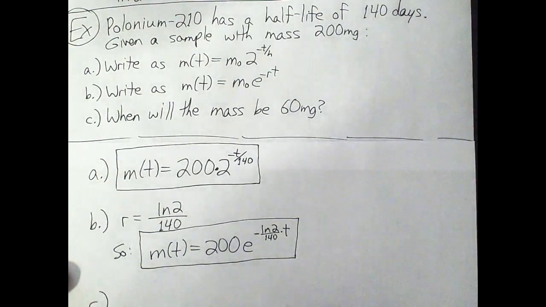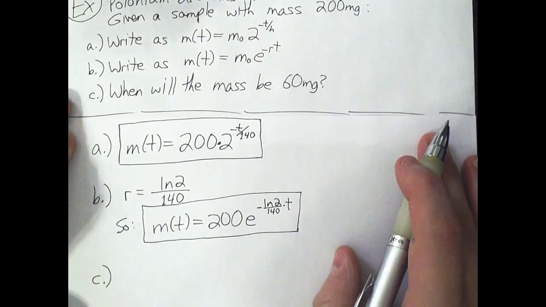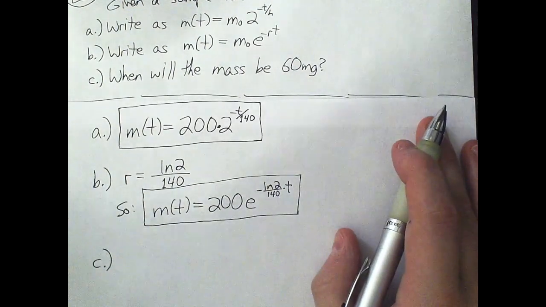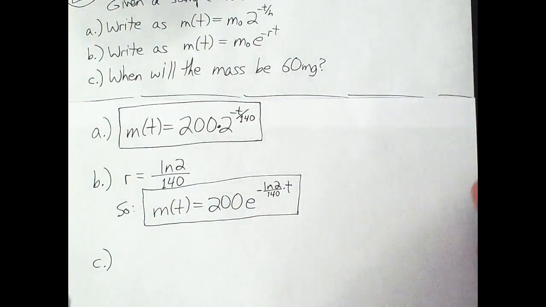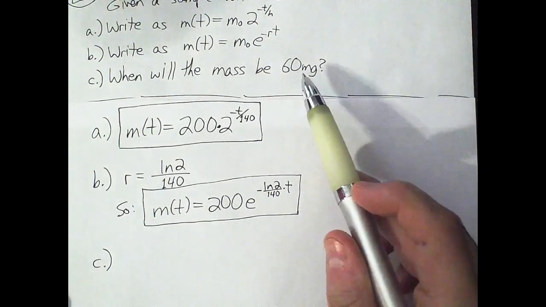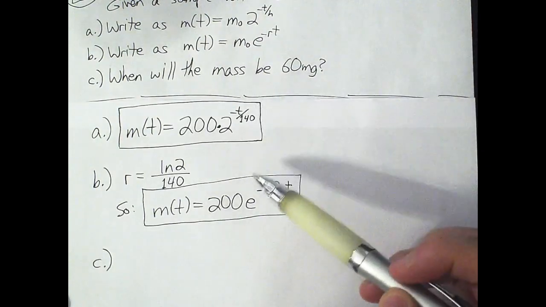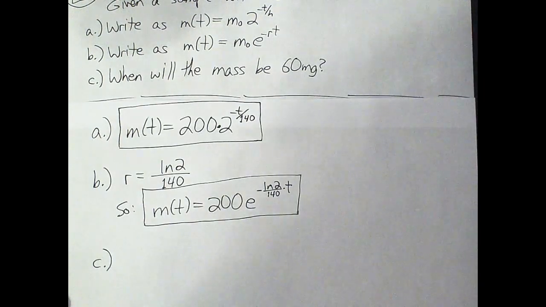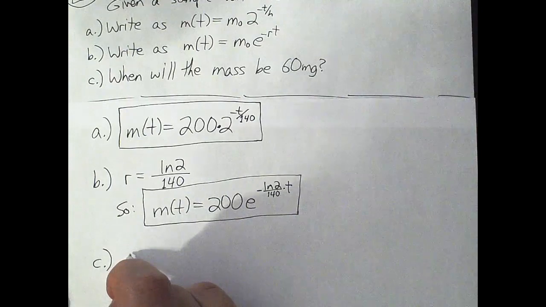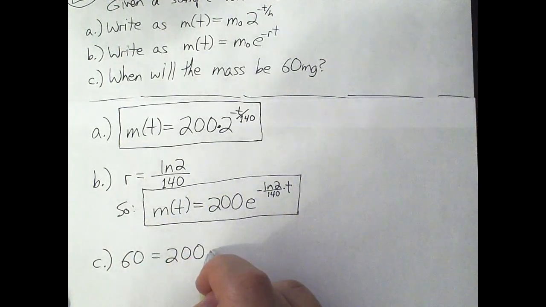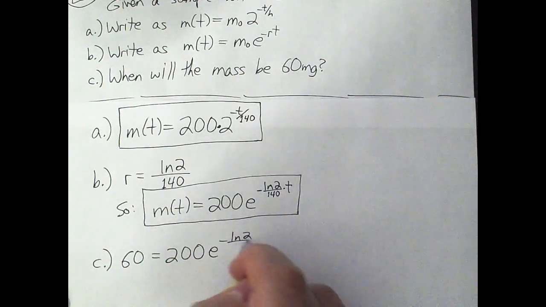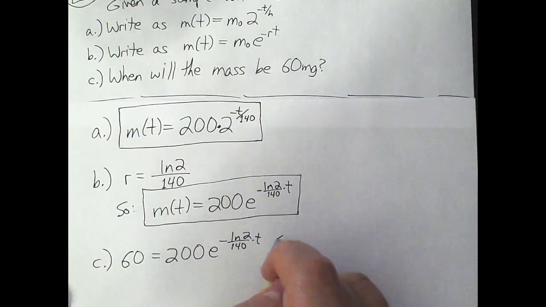And part C wants us to answer one of these. When will blank happen? The problems where we probably have to solve something for t. So we want the mass to be 60. It turns out that we could use either one of these equations, the one from part A or the one from part B. In my work on my page, I decided to use the one from part B. So let's say 60 equals 200, the starting amount, times e to the negative ln 2 over 140 times t. We are going to solve for t.